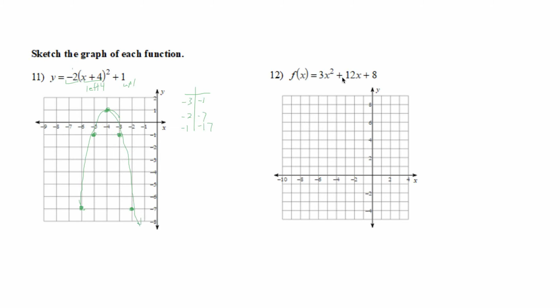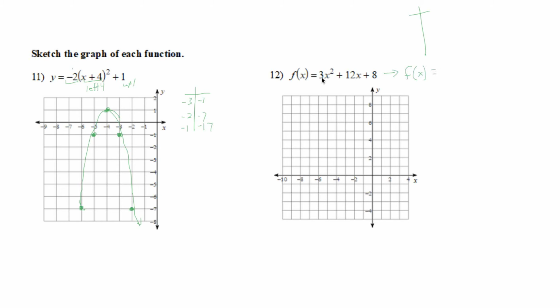For number 12, this is not in work form, so we'll need to complete the square. Now, if you do have trouble, you could always make a table, plug in a lot of points, and figure out where the points are on the graph, and that will also work. Probably just be a little more tedious, but it does work. But the way I recommend is completing the square to help put this in work form.